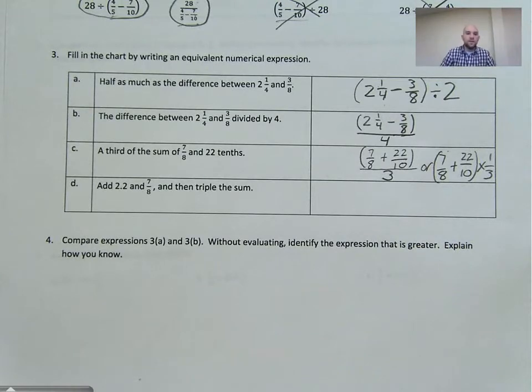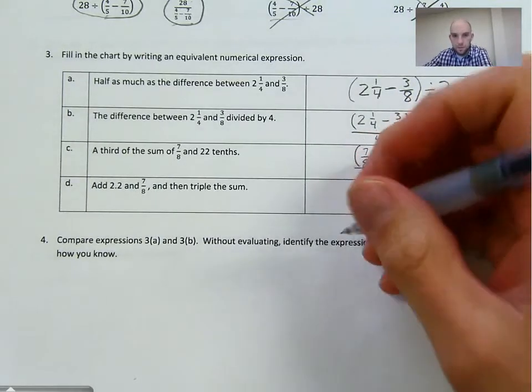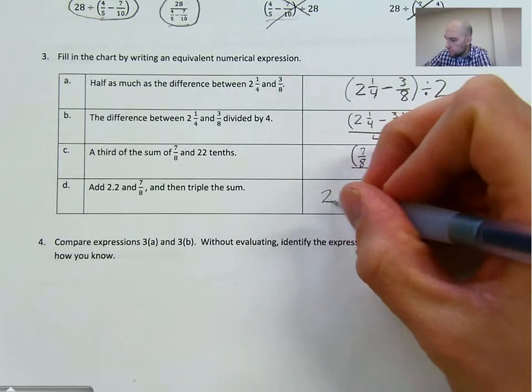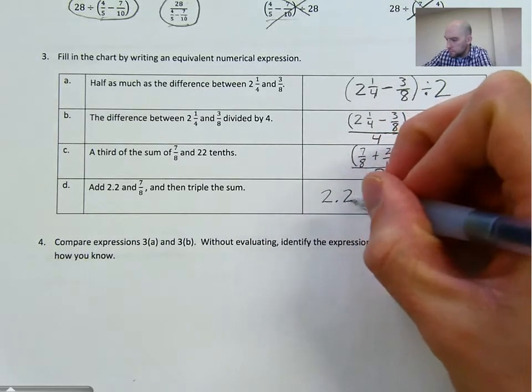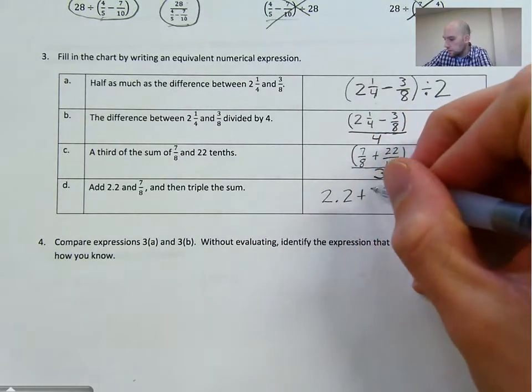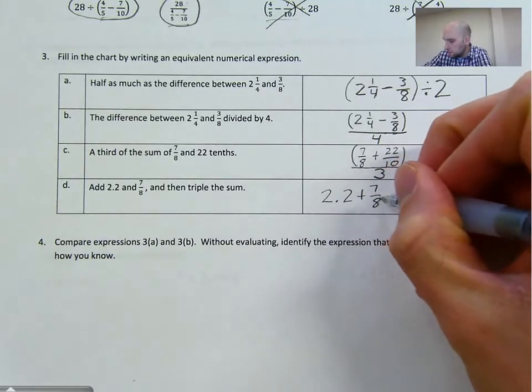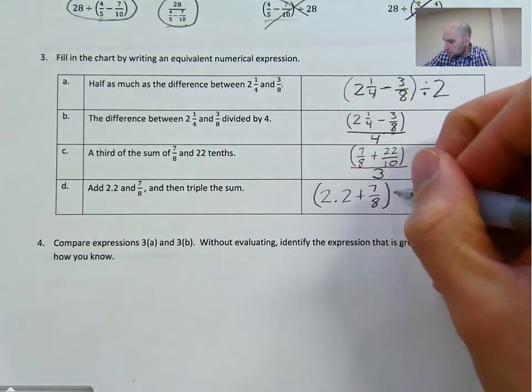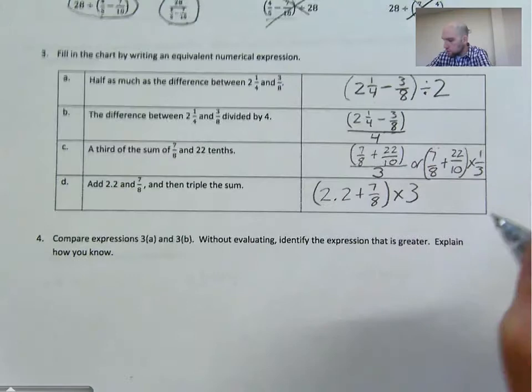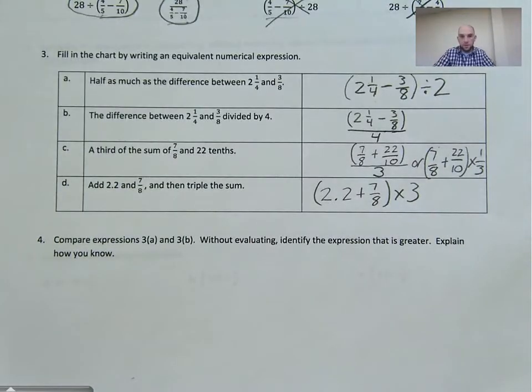All right, letter D says add 2.2, or 2 2/10, and 7/8, and then triple the sum. So we have 2.2 plus 7/8 times 3. I'm going to triple the sum of those two numbers.